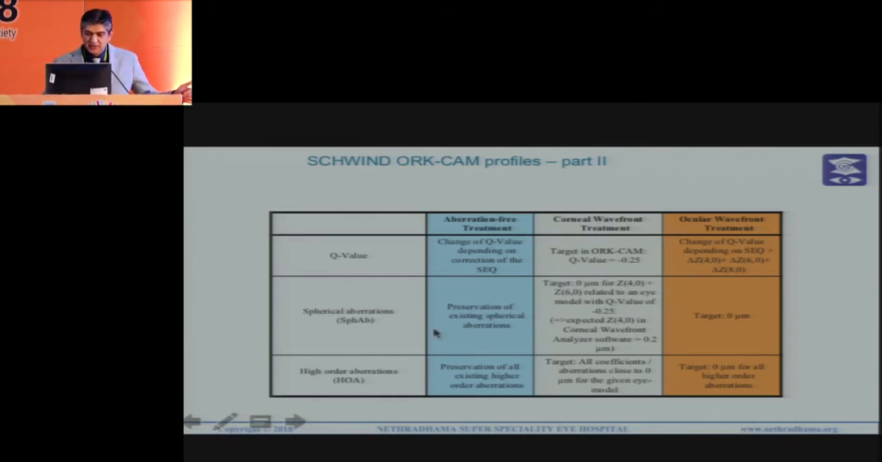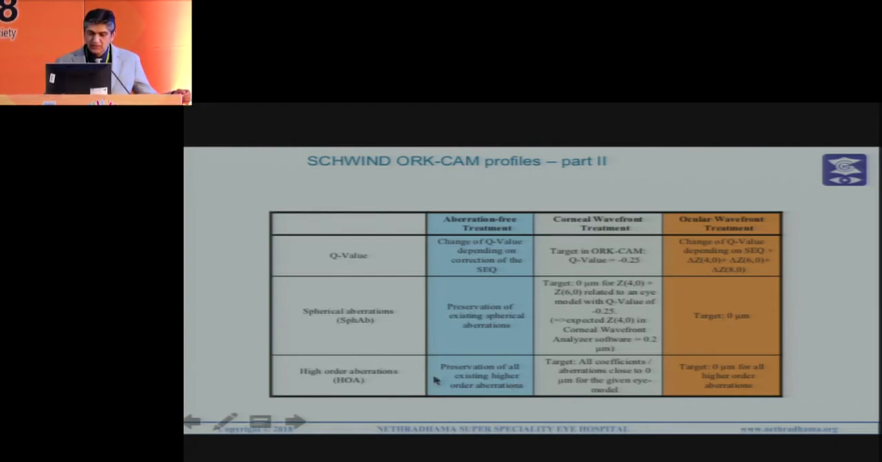And spherical aberrations, again, existing spherical aberrations are preserved in an aberration-free treatment, whereas in a corneal wavefront treatment, basically you target 0 for the spherical aberrations Z4 and Z6 with a model with a Q value of around minus 0.25, whereas in ocular wavefront treatment, basically the overall ocular wavefront is targeted at 0.